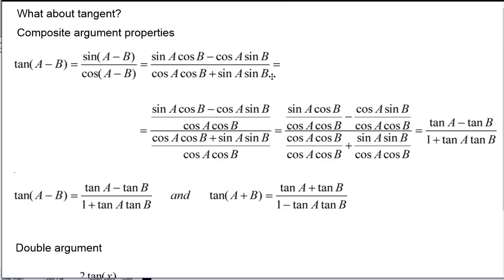By the way, I don't expect you to write all of this down. I just want you to see where things come from, and you can feel free to go through this fast if you want to. But if you're interested, this is where it comes from.